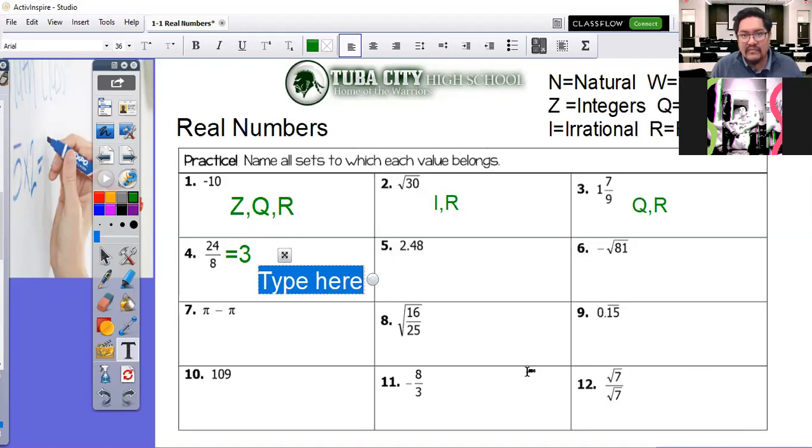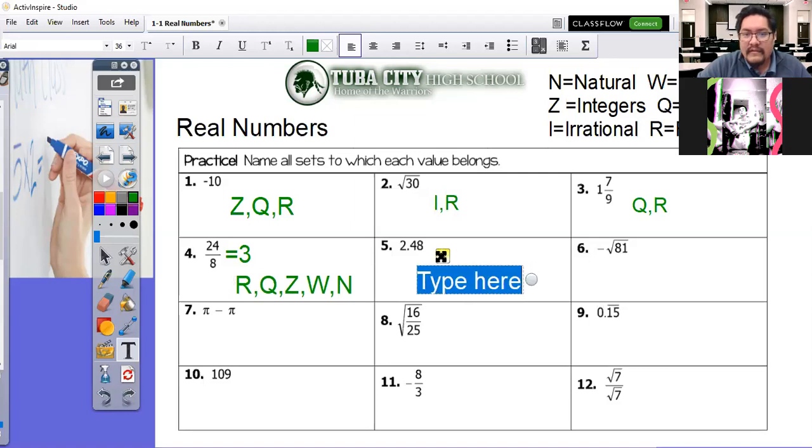24/8 is written as a fraction. So in this case here, it is a real number. So that's kind of a freebie. It's pretty easy to see that. It is also a rational. Make sure I got the code right. It is going to be an integer. It is going to be a whole number and a natural number. So I'm going to just put a little comma in there so we can space out what number type it is.